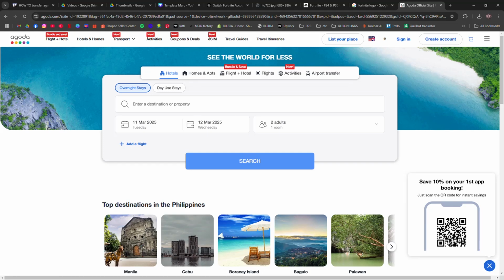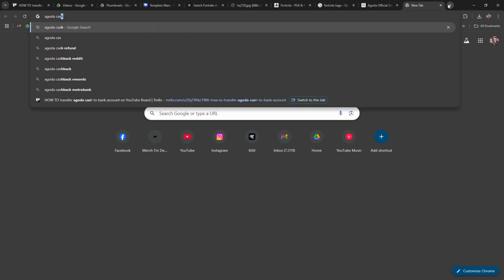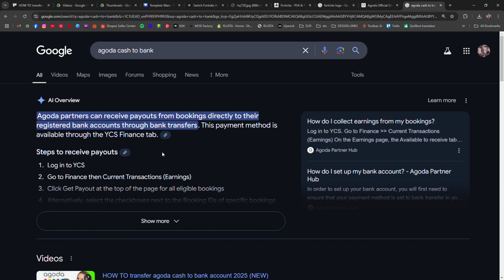How to transfer Agoda Cash to a bank account. Or is it actually possible to transfer from Agoda Cash to your bank? The short answer is no. Agoda Cash cannot be directly transferred to your bank. But here are some smart ways to turn it into cash.